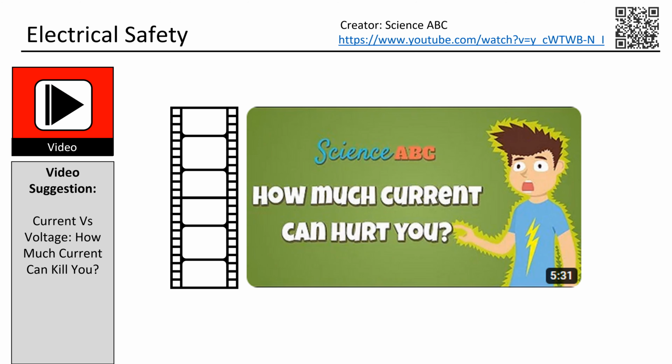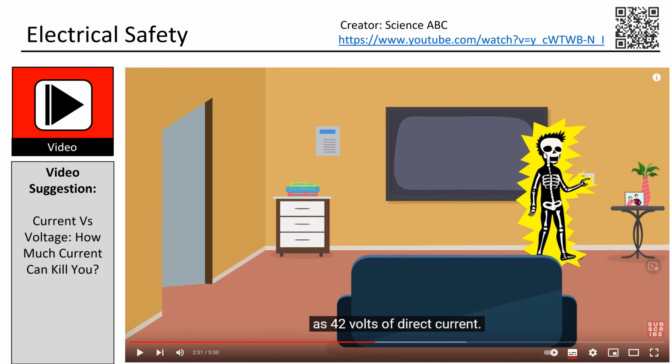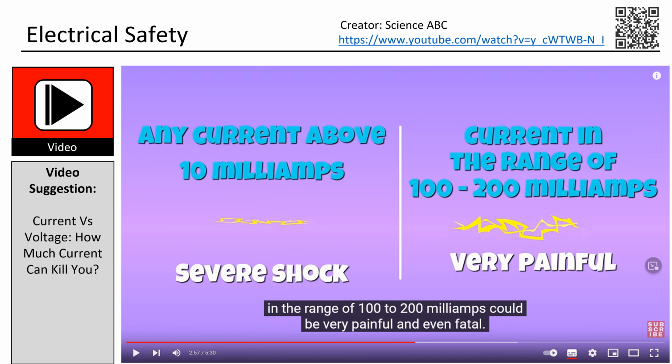So, what will hurt you? You will feel currents above 42 volts. Thus, you should stay in the 12 volt to 24 volt range. This is normally used for many controlling circuits. Currents above 10 milliamps already cause a severe shock.